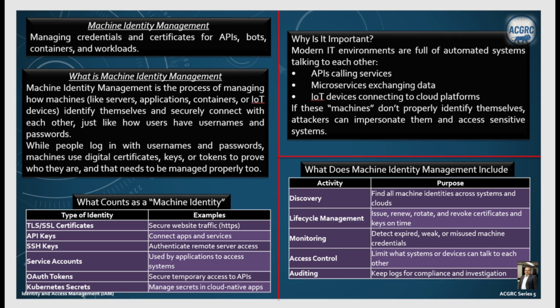Why is it important? Well, modern IT environments are full of automated systems talking to each other, wherein APIs call services, microservices exchange data, and IoT devices connect to cloud platforms. Now, if these machines do not properly identify themselves, attackers can impersonate them and access sensitive systems. So, what counts as machine identity? Well, it could be TLS or SSL certificates, API keys, SSH keys, service accounts, OAuth tokens, or Kubernetes secrets. These are all examples.